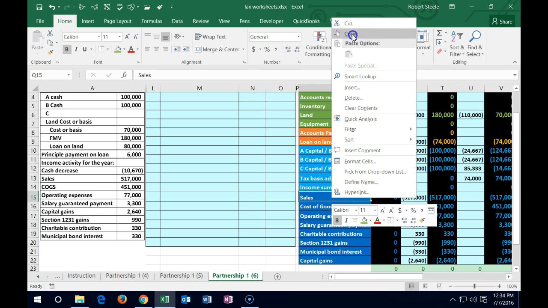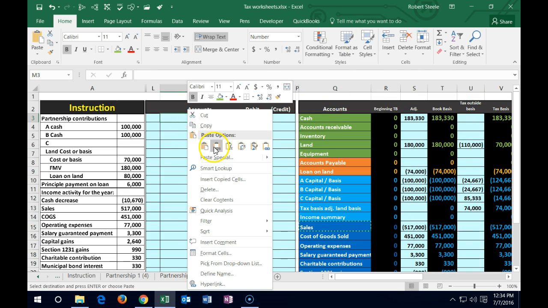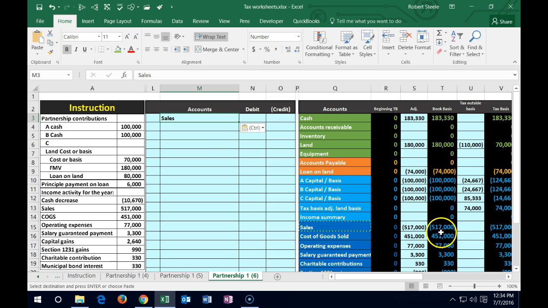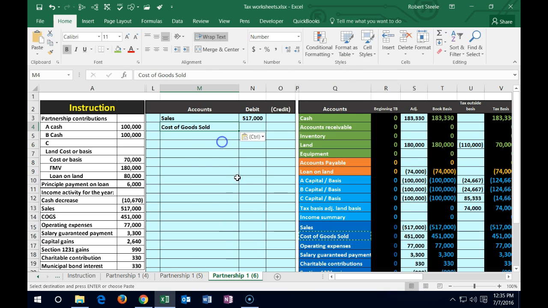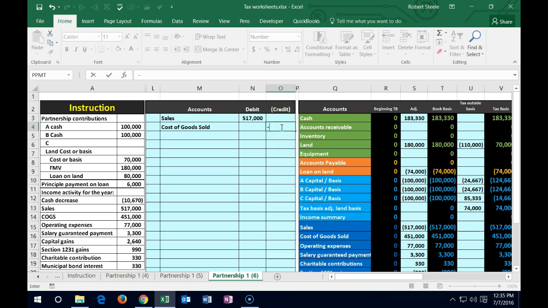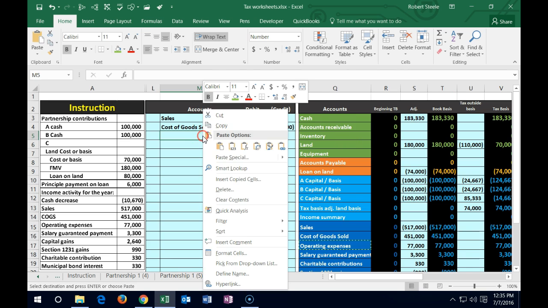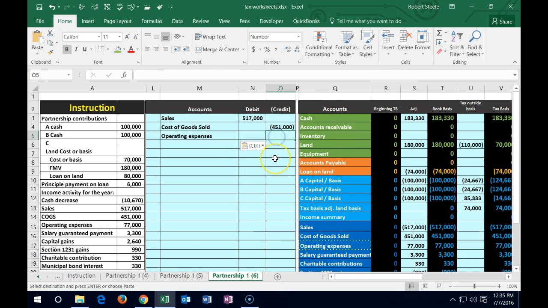I'm going to go sales. Sales is going to be up here. We're going to paste it 1, 2, 3. It's a credit here, so we're going to debit it to make it go to zero. And it's going to be 517,000. Then we got cost of goods sold. It's a debit, so I'm going to copy that. And so therefore it's got this in it. We're going to credit it to make it go to zero, negative 451. Operating expenses. Expenses is a debit. So we're going to do the opposite thing to it to make it go to zero. We're going to credit it, 77.